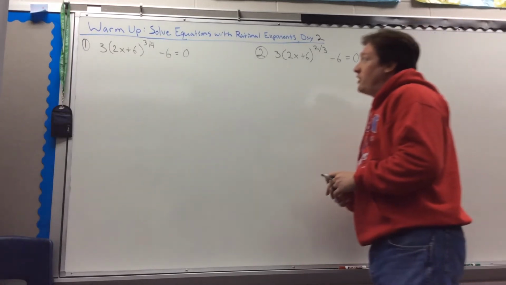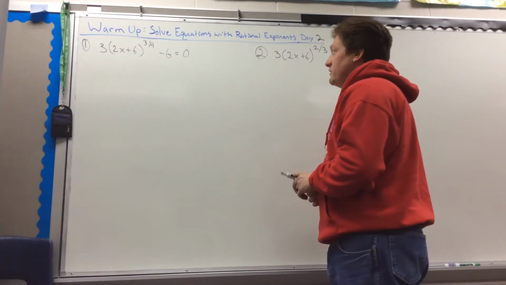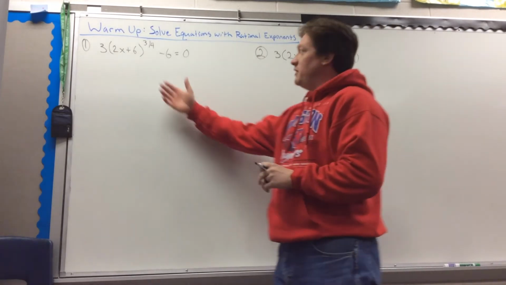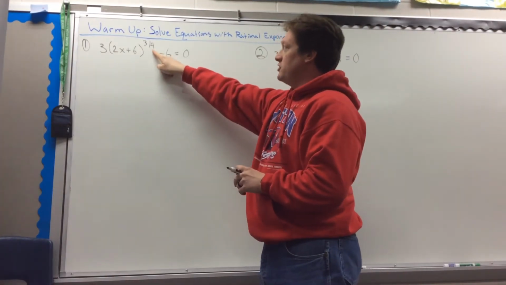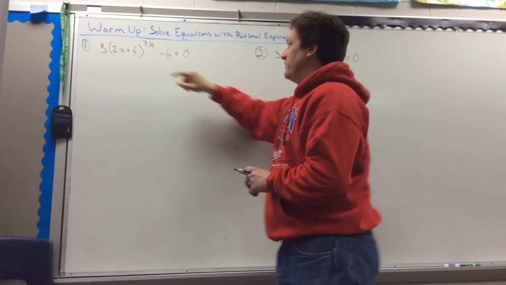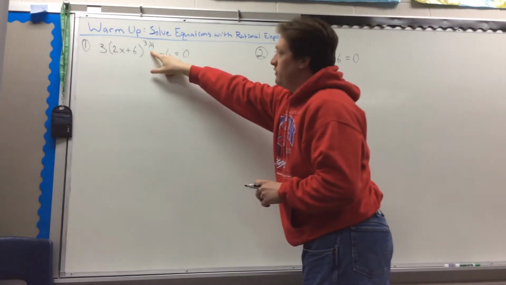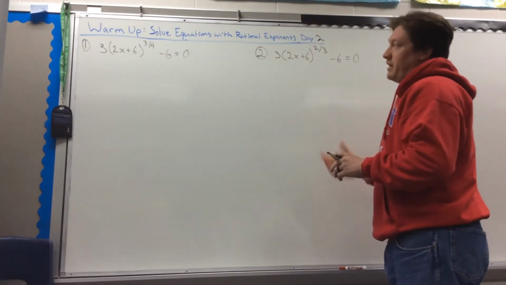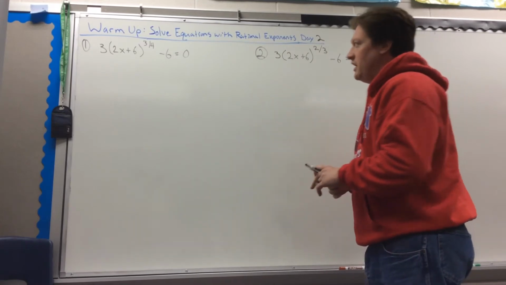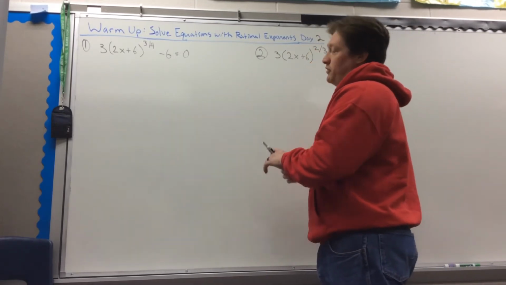Okay, today we are solving equations with rational exponents. This is the second day. What I wanted to show is what happens when we have the same question. The only thing that I'm going to change is the exponent that we're trying to solve with. So here we've got 3/4 and here we have 2/3, and see what happens to that answer when we solve these. So the same process is going to happen for both questions.